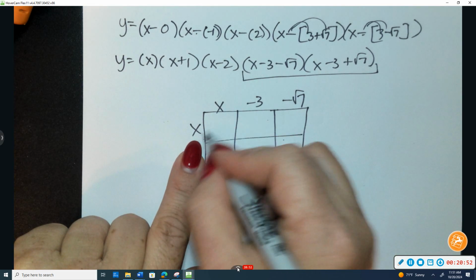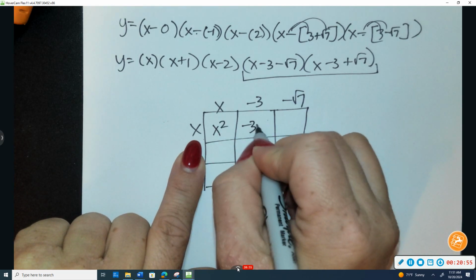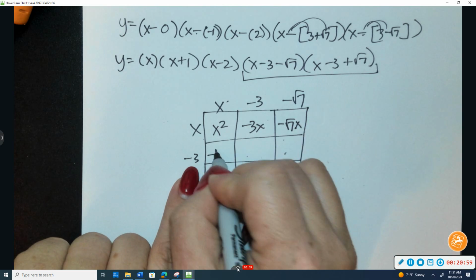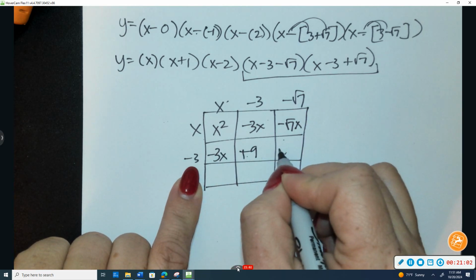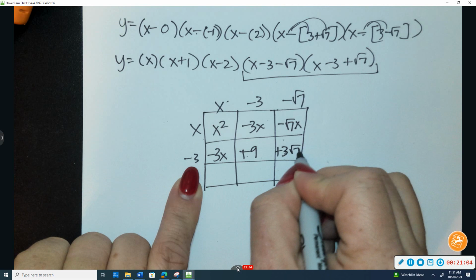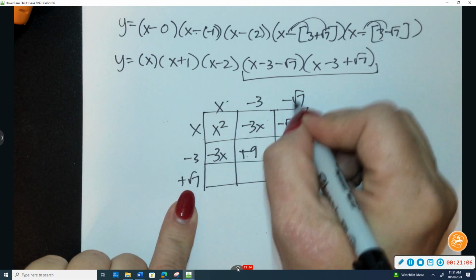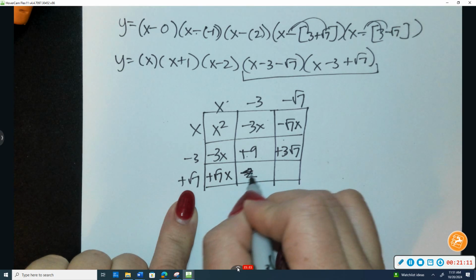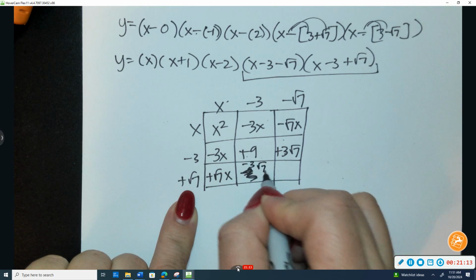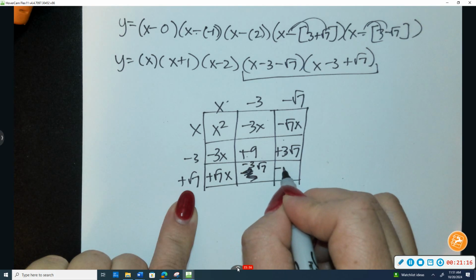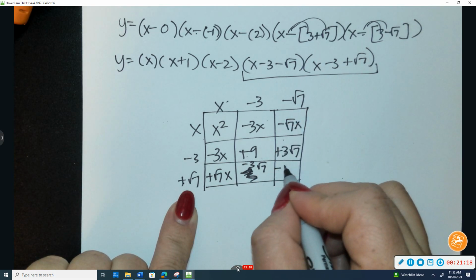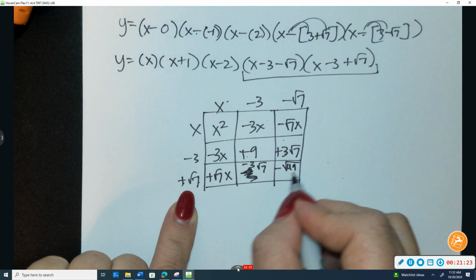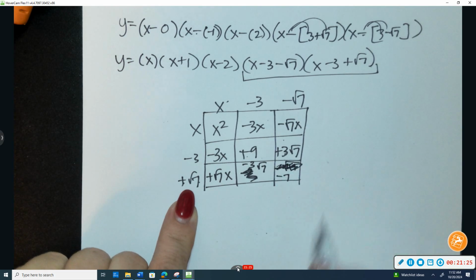Okay, I'm going to start by multiplying by x. X squared minus 3x minus the square root of 7x. I'm going to do negative 3 now. Negative 3x, positive 9, and positive 3 square root of 7. And now positive square root of 7. Positive square root of 7x, negative, I think I did that one wrong. Negative 3 square roots of 7, and negative, okay, positive times a negative is a negative, and square root of 7 times the square root of 7 is square root of 49, but I know the square root of 49 is simply 7, so that's a negative 7.